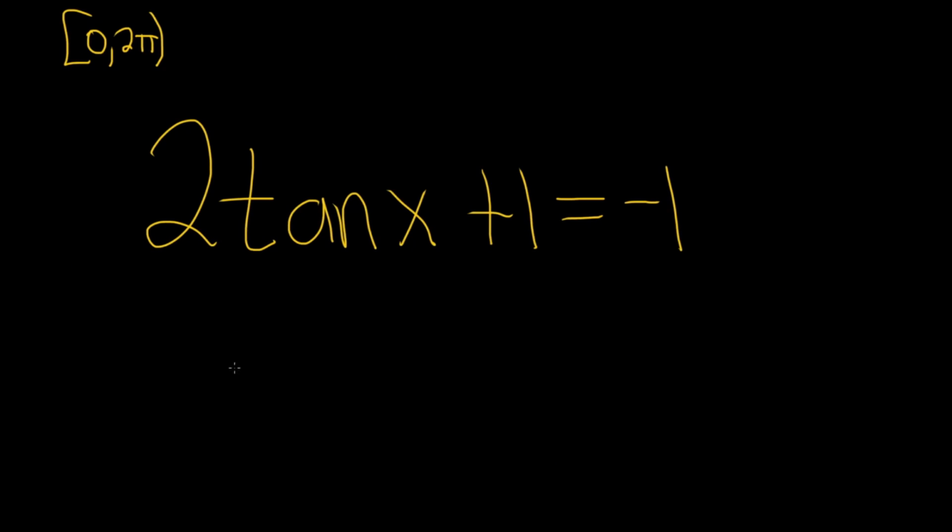In this problem, we're going to solve this trigonometric equation, and we have a restriction on x. X has to be between 0 and 2 pi. Okay, so since we only have one trig function, tangent, in this problem, let's start first by isolating it. So we have a plus 1 here, so we can get rid of it by subtracting 1. So let's do that first. That gives us 2 times the tangent of x, and that's equal to negative 2.